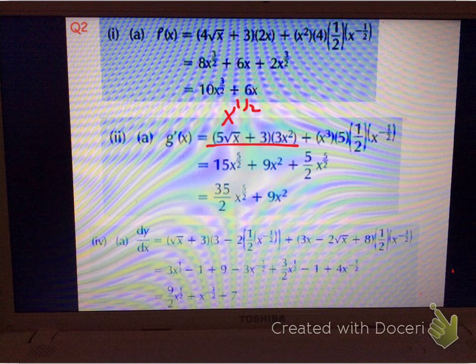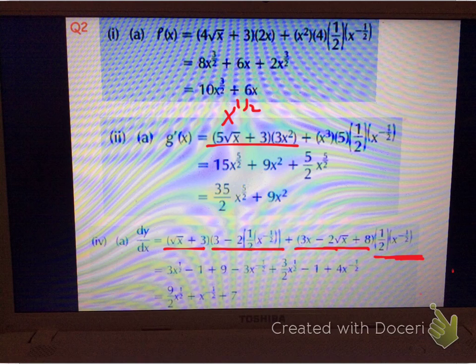Part 4, root x plus 3 in one bracket, and then 3x minus 2 root x plus 8 in the other bracket. Again, just watch your rules of indices. So that's your u, that's your dv dx, that's your v, and that's your du dx. Remember, all the root x's are the same as x to the power of a half. So just watch all the signs, tidy it all up, and you should get out 9 over 2 times x to the power of a half plus x to the power of minus a half plus 7.